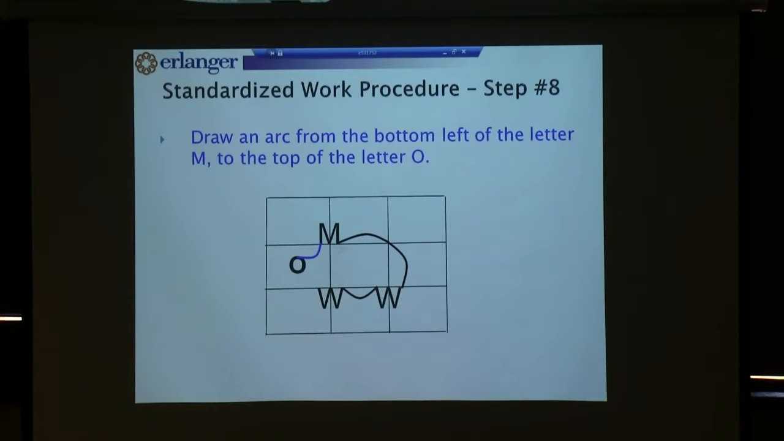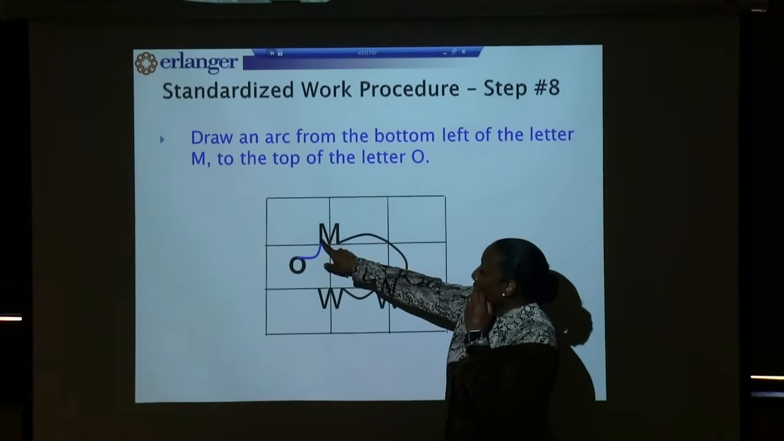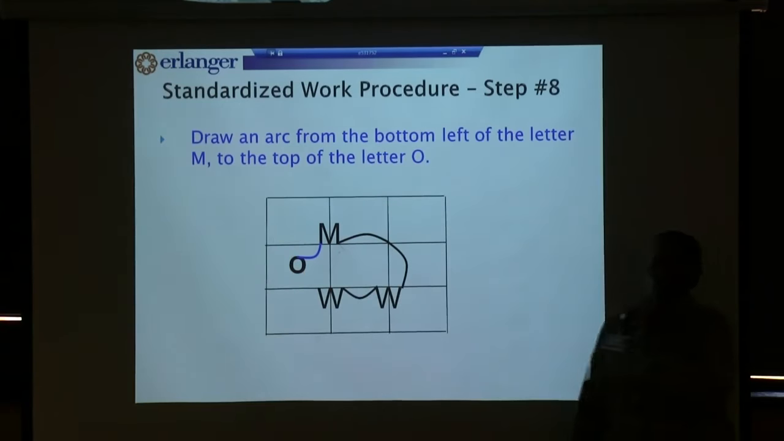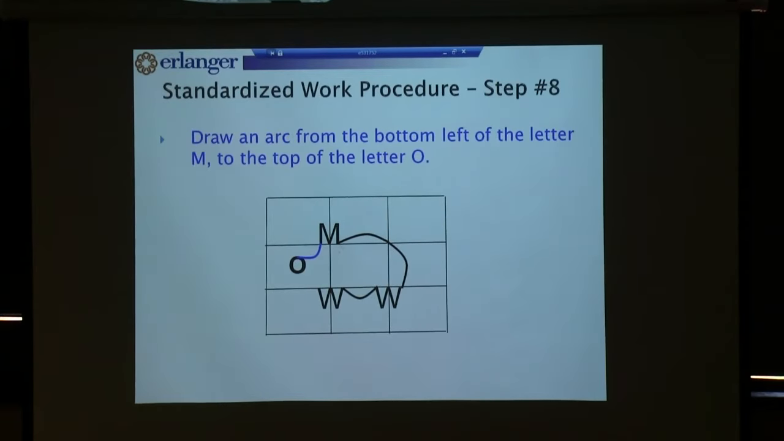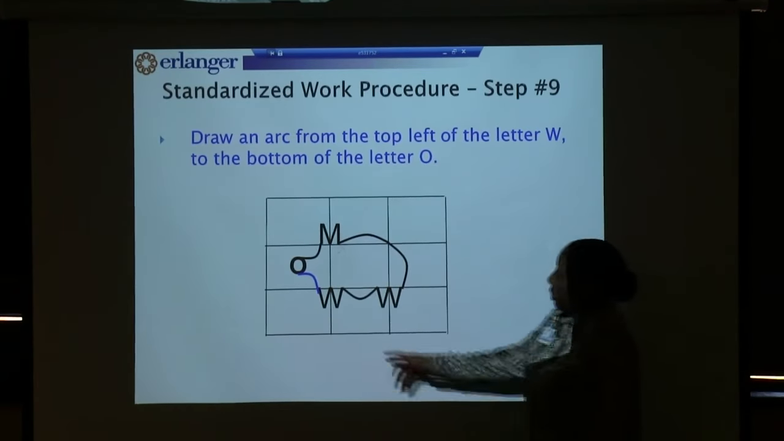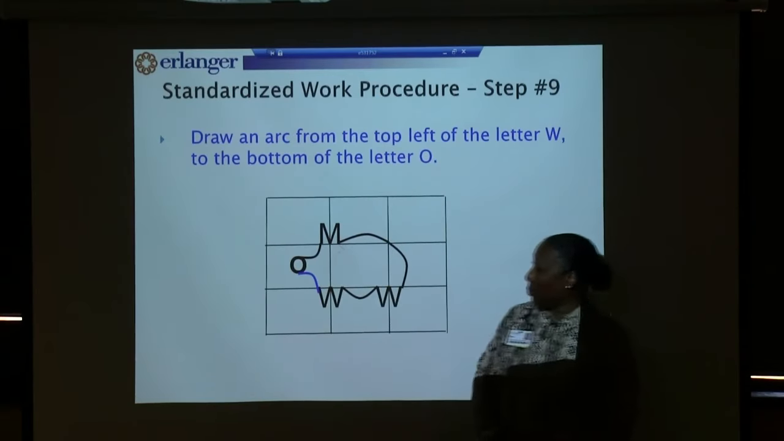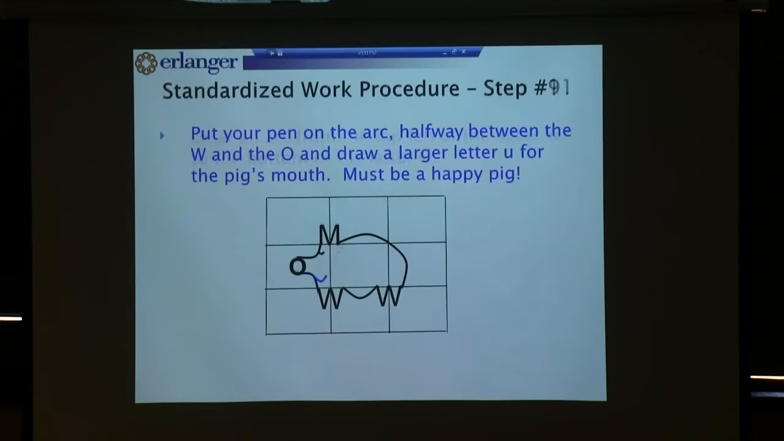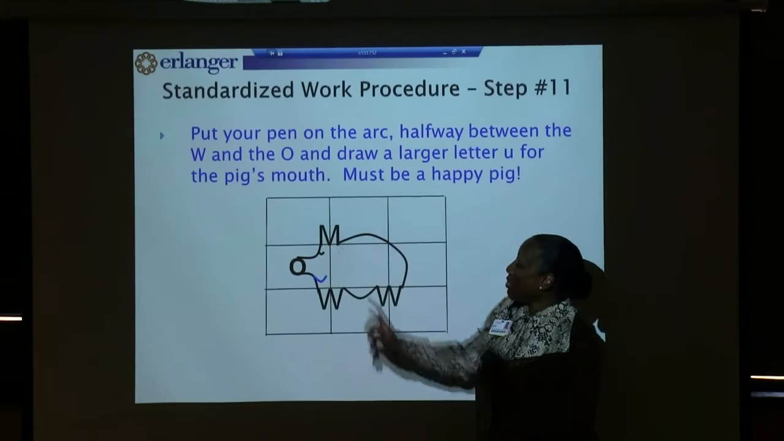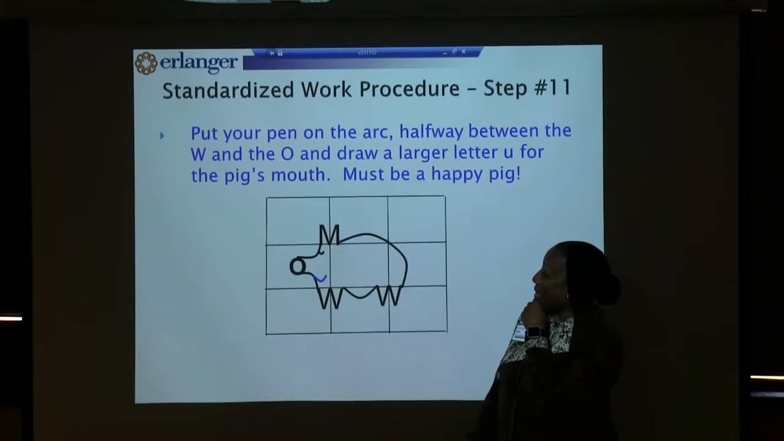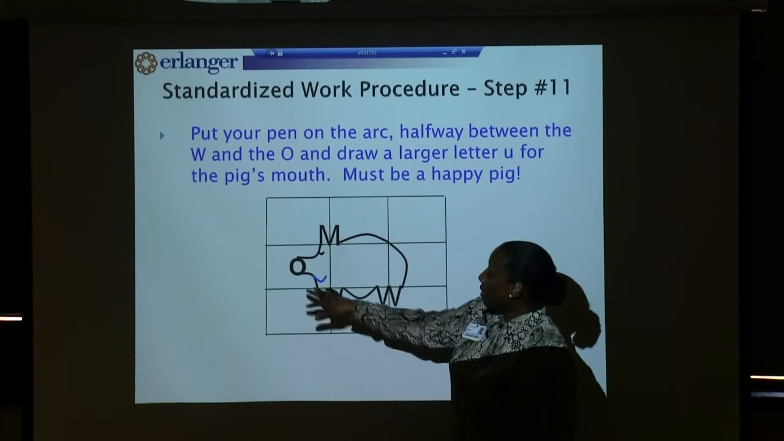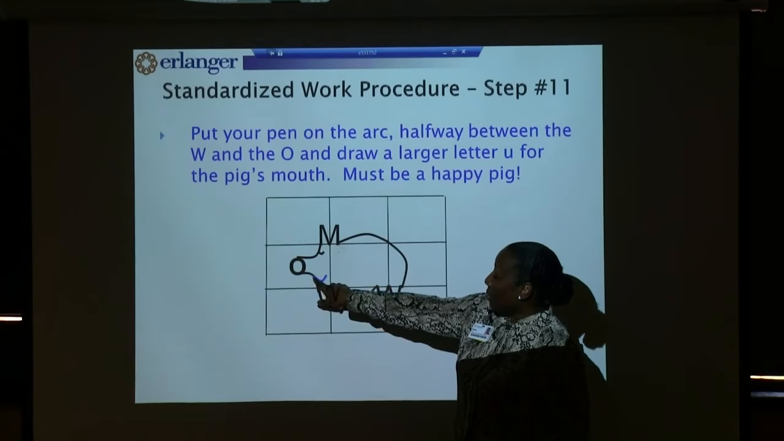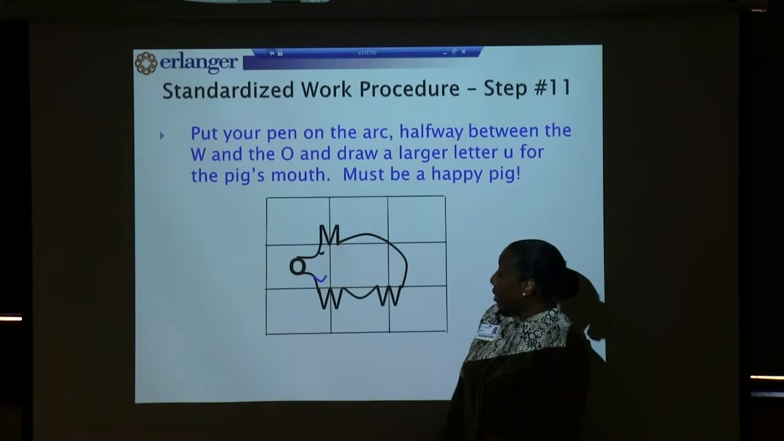draw it. All right. Finishing up, we're going to draw an arc that connects the M and the top of the O. Another arc connecting the bottom of the O and the W. Still with me? All right. So we want the pig to be happy. So we want to draw some eyebrows. So it's just, I guess, a really wide D, if you will. And then a larger one at the bottom of the, or in the middle of the arc.